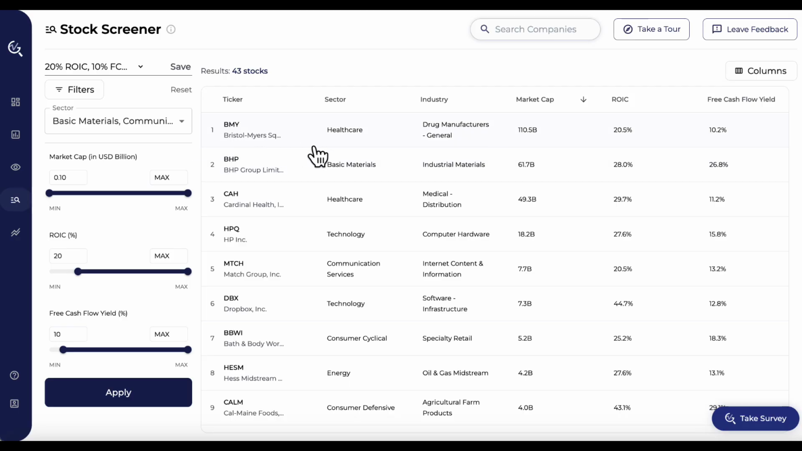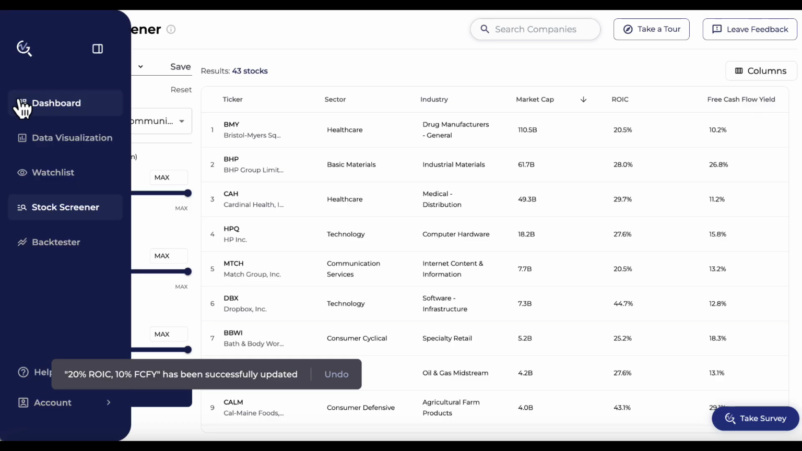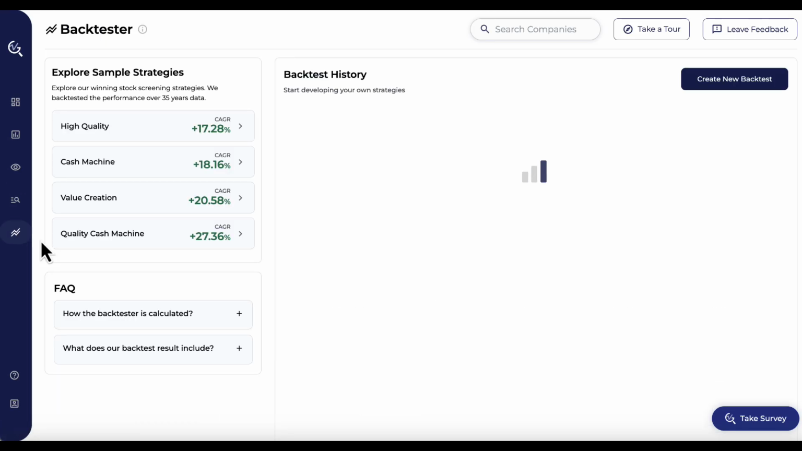Bristol Myers Squibb, so healthcare, BHP, basic materials, healthcare, technology, communications, so different sectors here of different ranges, but we can see because we've screened by these parameters, we get high quality and high free cash flow yield. And we can go ahead and save this. So we save that screener, and we can go to the backtester.